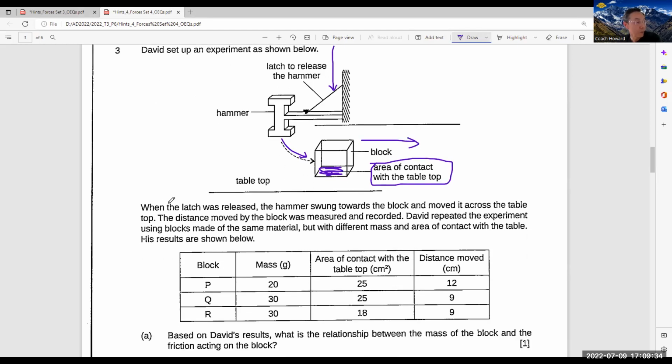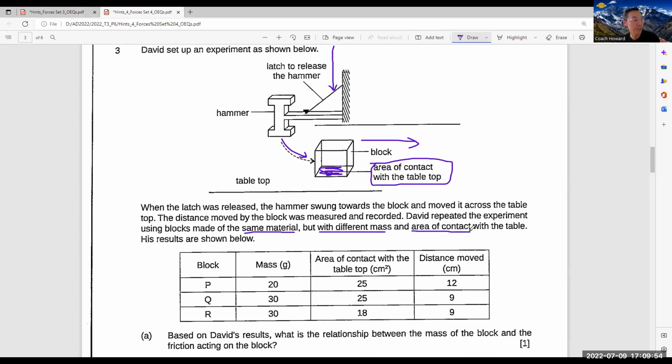Okay, so this says when the latch was released, the hammer swung towards the block and moved it across the table top. The distance moved by the block was measured and recorded. David repeated the experiment using blocks of the same material, different masses, and area of contact.